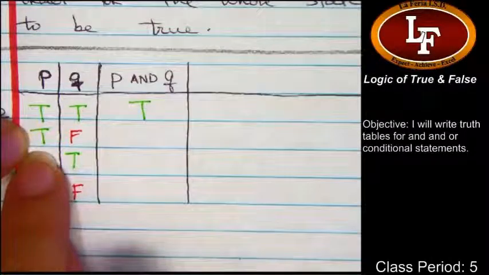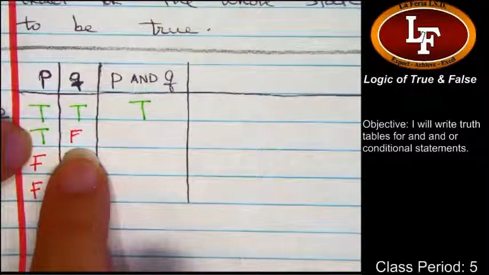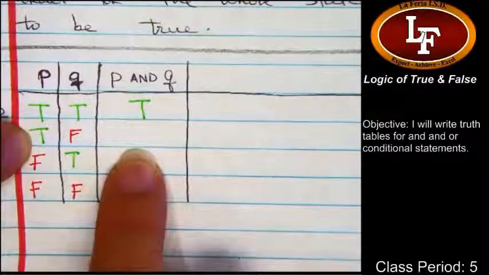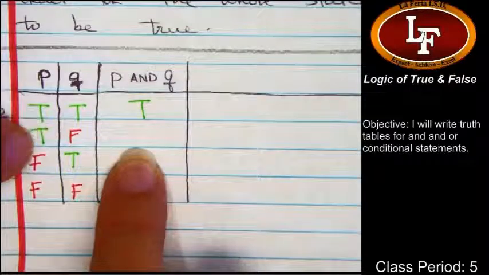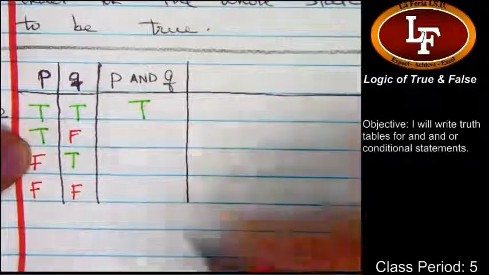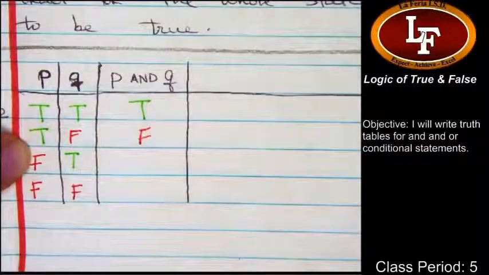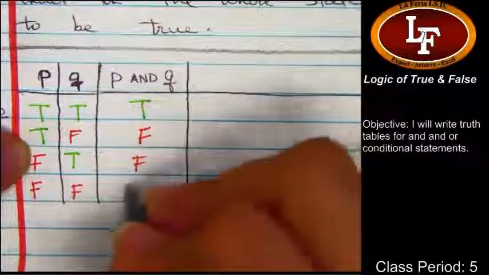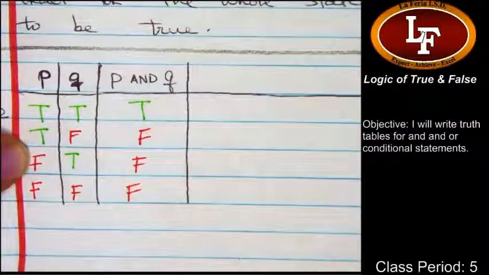P is true, Q is false. For the and statement to be true, they both have to be true. Are they both true in this case? So then it's false. The rest of them are going to be false then? Yes, because they're not both true. Exactly. Okay, I was overthinking that. You were.